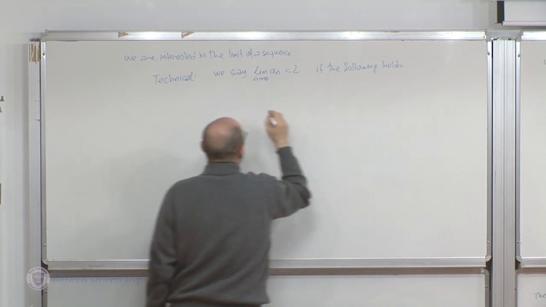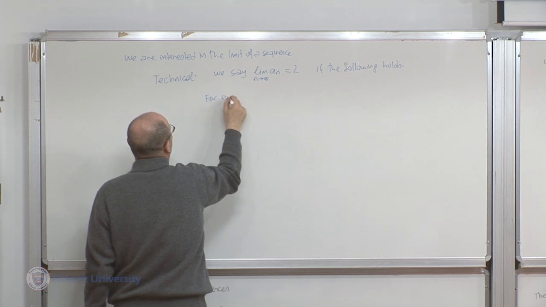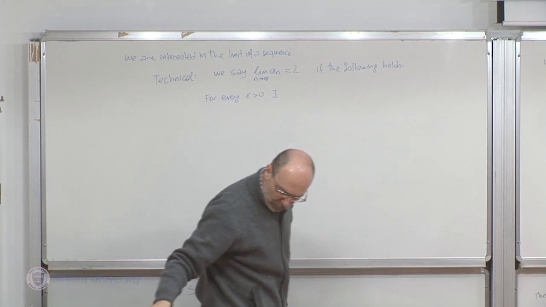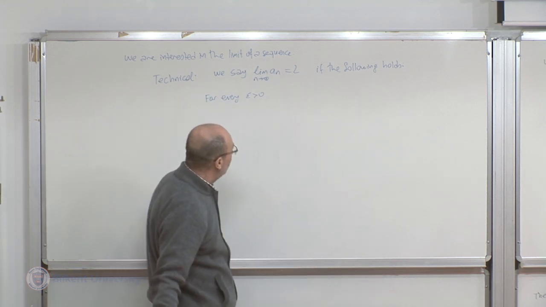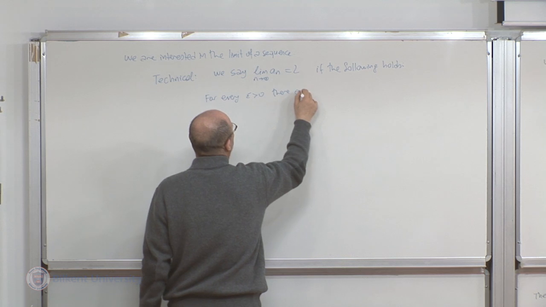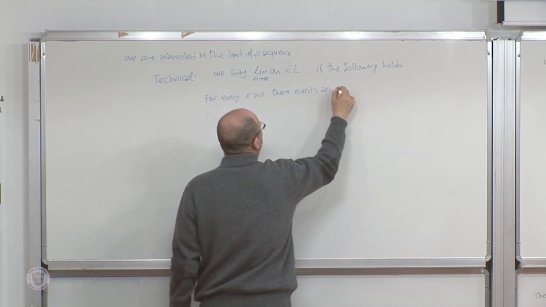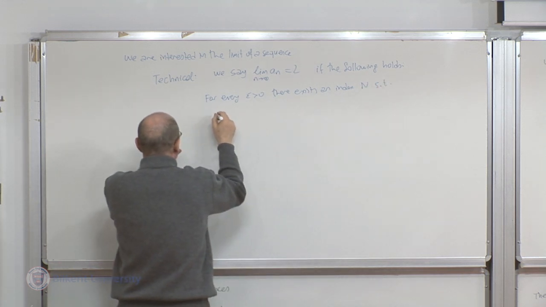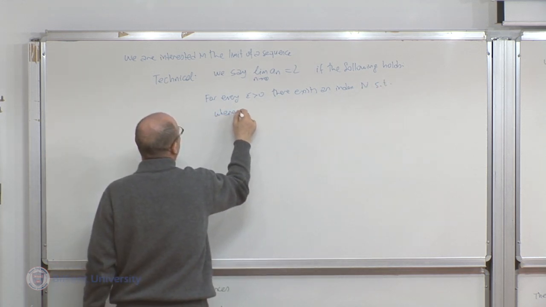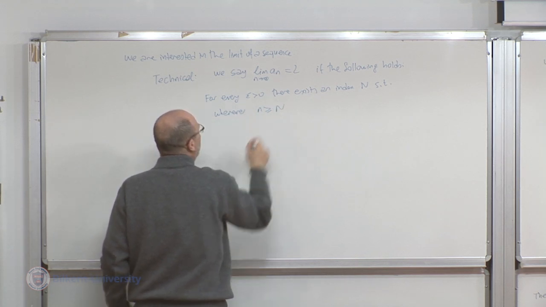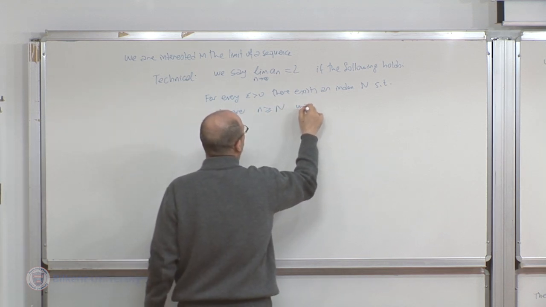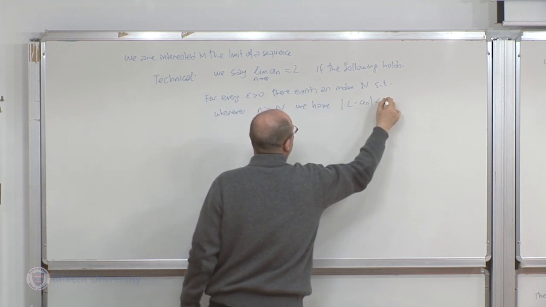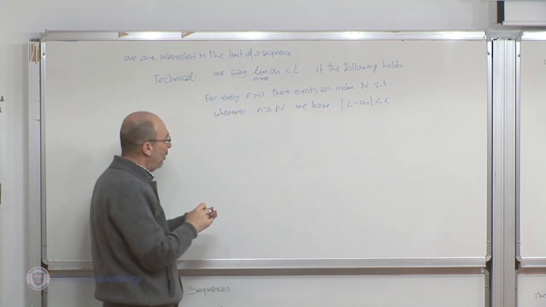So first of all, let me just say this. For every epsilon positive, there exists an index n such that whenever n is larger than or equal to this fixed index, we have the difference between L and an is less than epsilon. So what does it mean?